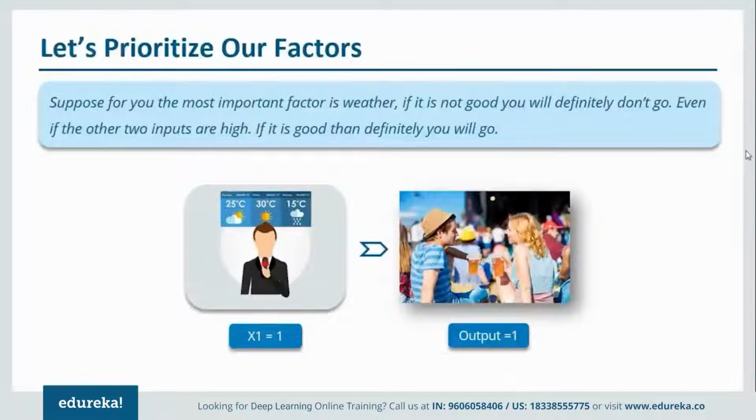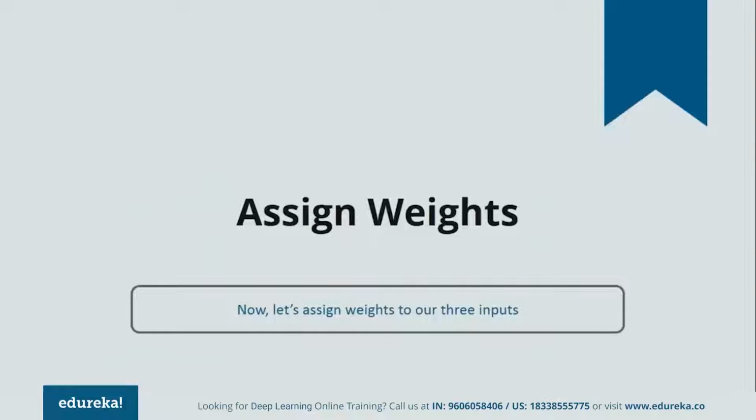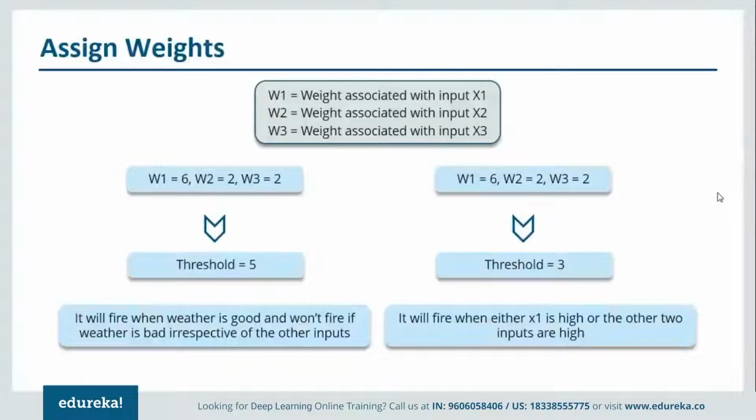So how do we actually prioritize our factors, or give more importance to a particular input and less to another input in a perceptron or in a neuron? We do that by using weights. We assign high weights to the more important inputs, and we assign low weights to those inputs which are not that important for us. So let's assign weights, guys. Weight W1 is associated with input X1, W2 with X2, and similarly W3 with X3.